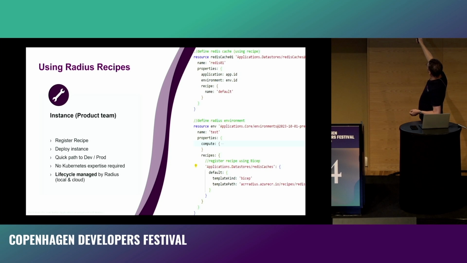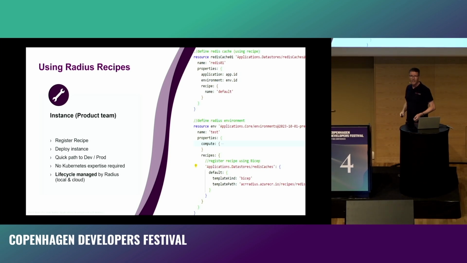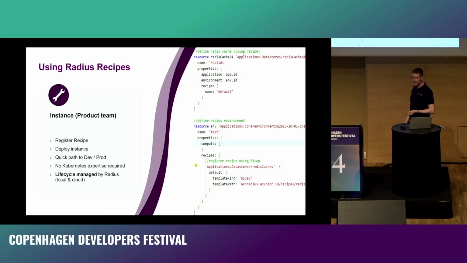And then if I have an application that wants to use one of those recipes, I say, well, this is the type, Redis cache in this case, and this is the name. So by that means I can say, please deploy this Redis cache for me. And the application developer doesn't know anything about the implementation details of that Redis cache.